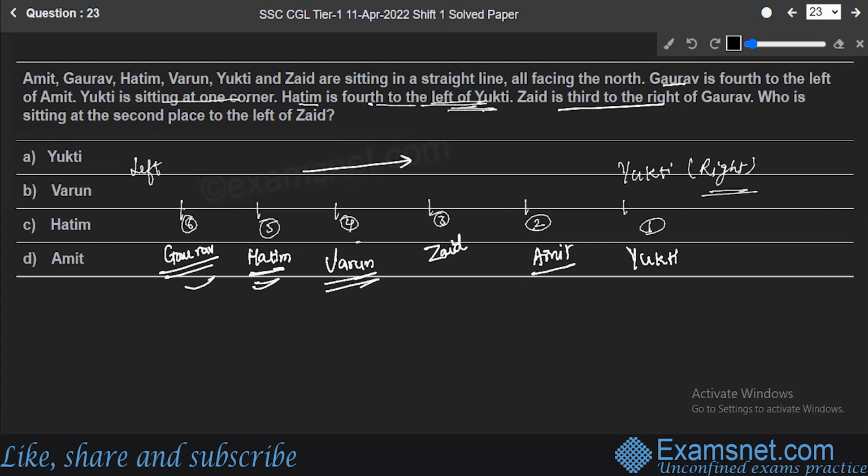Now the question is, who is sitting at the second place to the left of Zaid? Second place to the left of Zaid. It is Hatim.